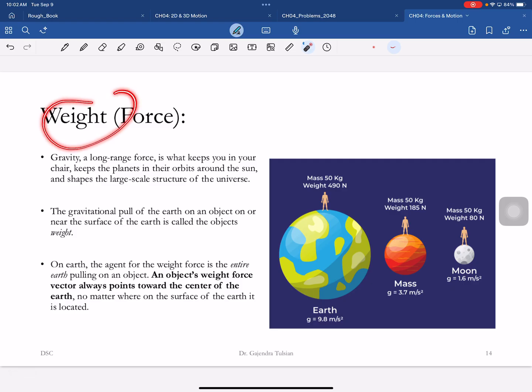What's your weight? When you say your weight is, let's say, 150 pounds or 200 pounds or whatever, what does that mean?